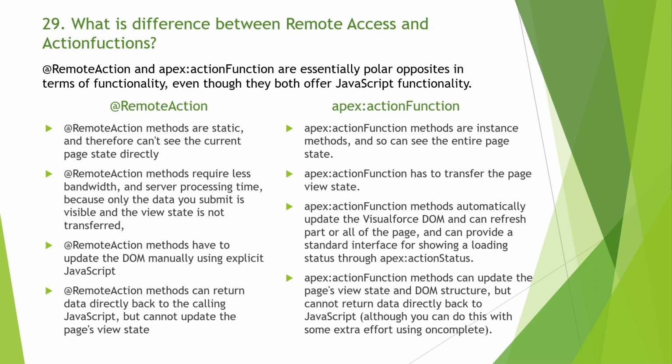Apex:actionFunction methods are instance methods, and so can see the entire page state. Apex:actionFunction has to transfer the page view state. Apex:actionFunction methods automatically update the Visualforce DOM and can refresh part or all of the page, and can provide a standard interface for showing a loading status through apex:actionStatus. Apex:actionFunction methods can update the page's view state and DOM structure, but cannot return data directly back to JavaScript, although you can do this with some extra effort using onComplete.